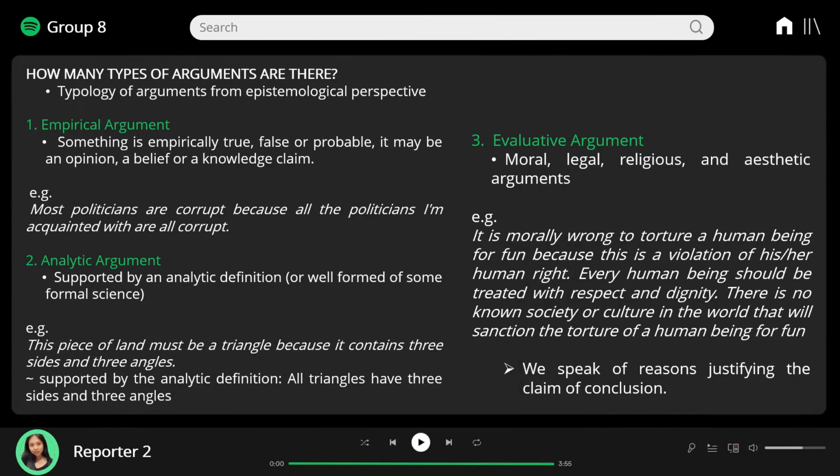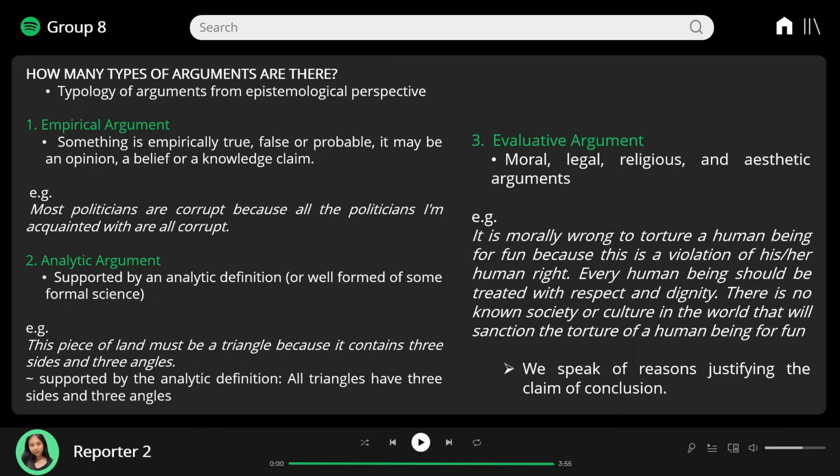How many types of argument are there? Sinabi ni Sir Acuna na it is very difficult to answer with finality how many types of arguments there are, since some of it are only temporary kasi types of argument varies sa mga language games na present sa every argument. Therefore, he chose to present types of argument from epistemological perspective, from point of view of the three types of epistemic claims, namely empirical, analytic, and evaluative. Number 1, empirical argument. It is something that is empirically true, false, or probable.